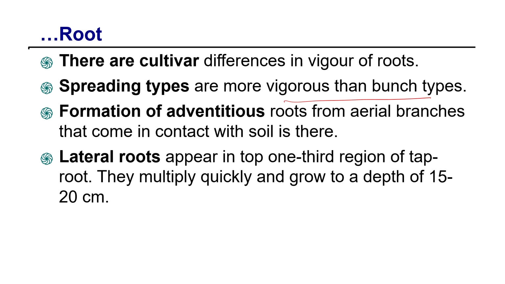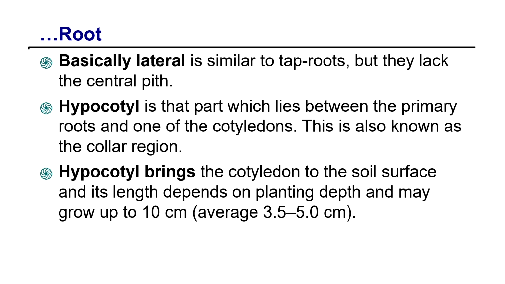Formation of adventitious roots from aerial branches that come in contact with soil is there, but it is more in spreading or semi-spreading type of groundnut. Lateral roots appear in the top one-third region of the taproot. They multiply quickly and grow to a depth of 15 to 20 centimeters. Basically, laterals are similar to taproots, but they lack the central pith like in the main taproot.